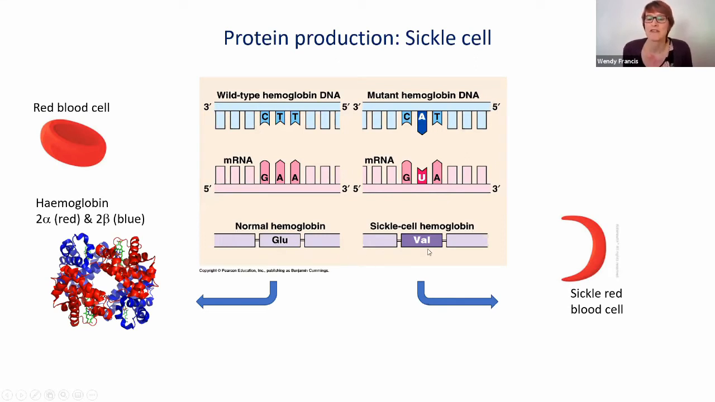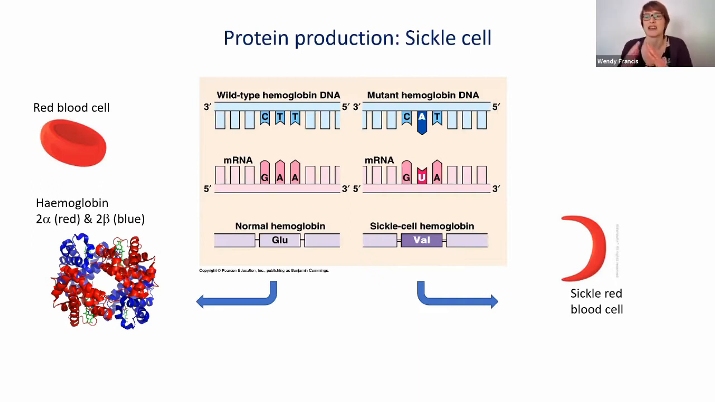Now the problem here is that valine is hydrophobic. It doesn't like water, whereas glutamic acid does. So valine will do everything within its power to get away from water. Okay, so when the hemoglobin gives up the oxygen, or if you go into conditions or environments where there is low oxygen, valine will basically want to stick to something. It needs to get away from the water.